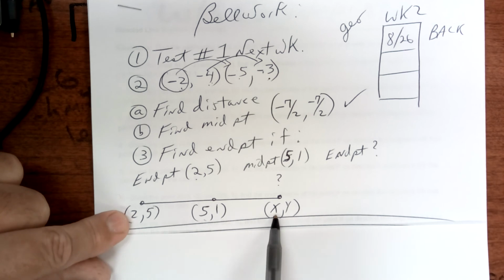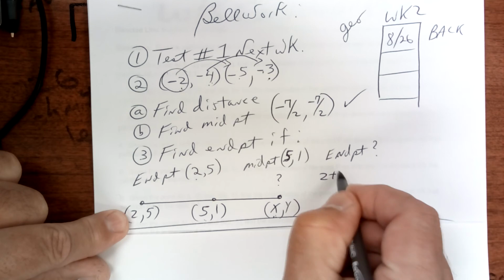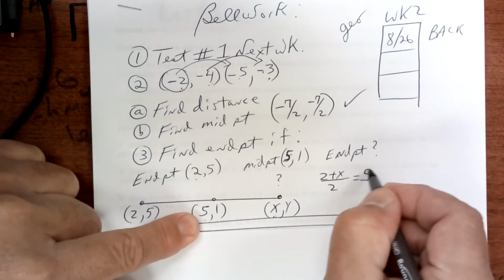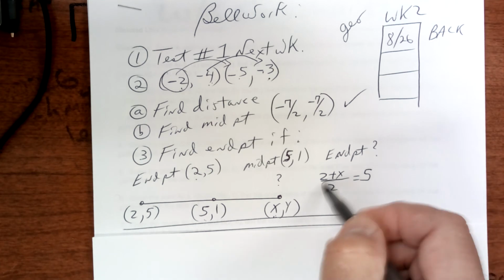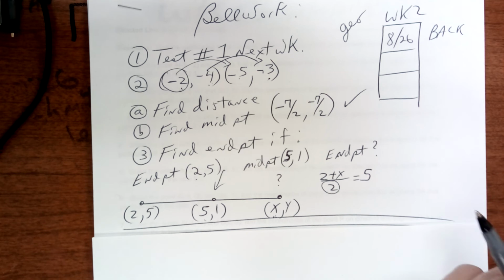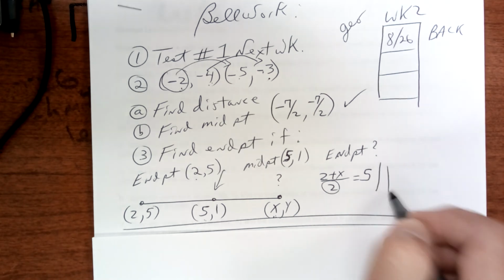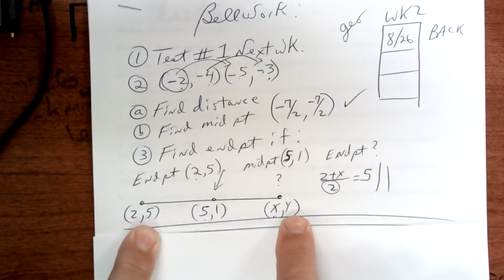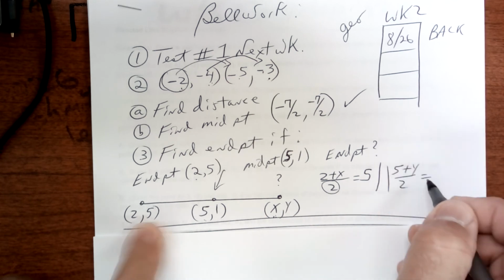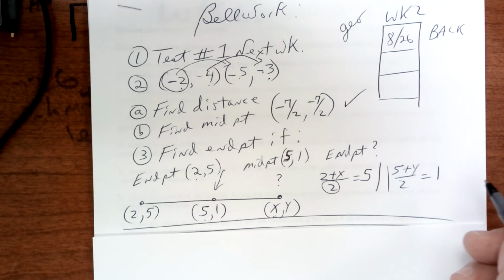So it's going to be 2 plus x divided by 2 is equal to 5. And some kids are like, well, why are you dividing by 2? Because that's the formula. It's a midpoint. It's halfway. On the y's, stretch your arms out. It's 5 plus y divided by 2 is equal to 1, which is that one. All right, now if you can work this out, you're done.